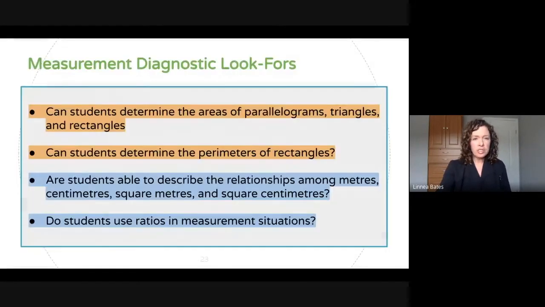So if we look at this next slide here, these are the diagnostic look-fors that Marion Small identified for this particular activity. So even though this is a measurement diagnostic, you'll notice that the first two look-fors are actually more of an algebraic sort of understanding, that they can manipulate between the shapes, the dimensions, the calculations, as you mentioned. And the bottom two are actually more sort of number expectations in terms of conversions between metric units and looking at those ratios, the proportional reasoning.